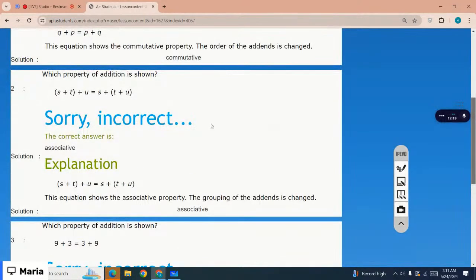Okay, the next example: which property of addition is shown? If you have three numbers involved in an equation, the numbers are exactly the same on both sides, just the order of writing them is different, that means that is the associative property. So the correct option is associative, right?